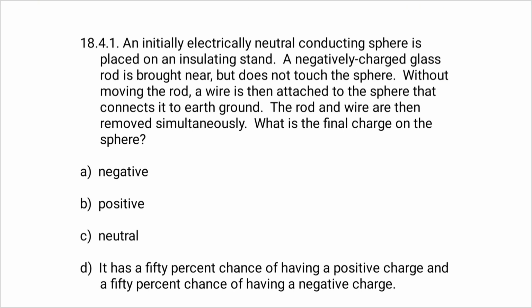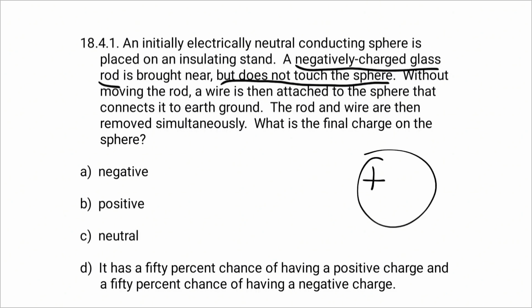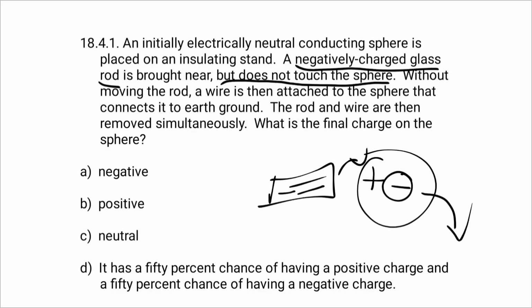So, please take note that we have a negatively charged glass rod that does not touch the sphere, and without moving the rod, a wire is then attached to the sphere. So again, the object has positive and negative charges, and the rod has a negative charge, and you're going to charge this object. So all the negative charge will be stripped down, and therefore this will leave a charge of positive.